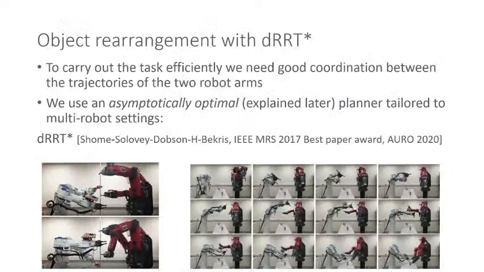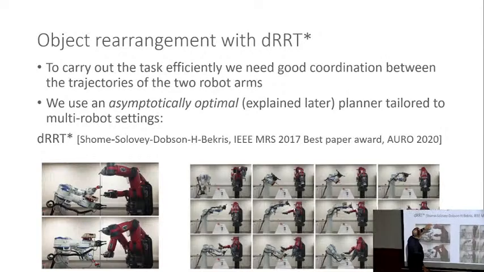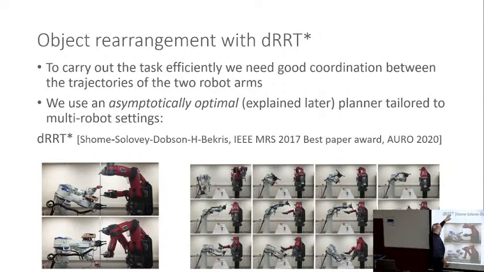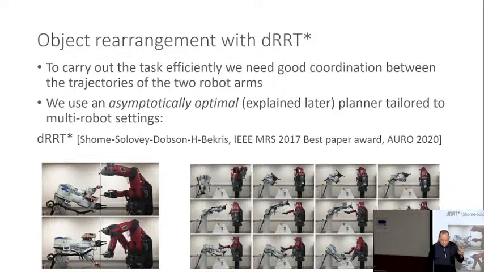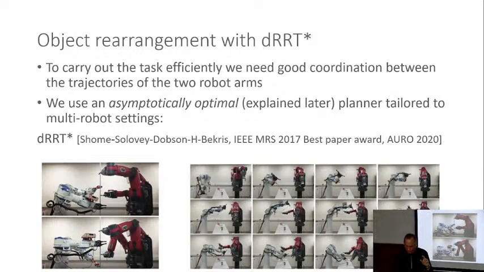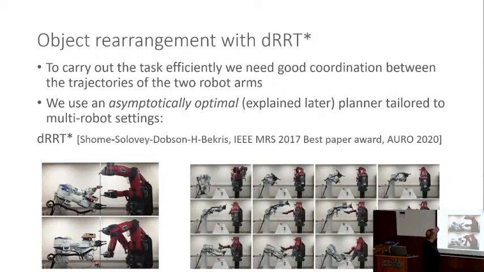And in order to plan the motions of the robots efficiently, we need a good algorithm with guarantees on the optimization. And we developed an algorithm called DRRT star that has the property, and this was a first of its kind for multi-robot, that it is asymptotically optimal. I'll explain this in the third and central section of my talk.